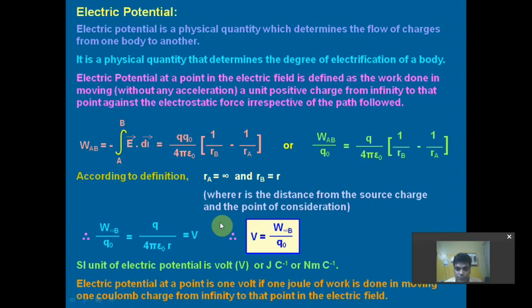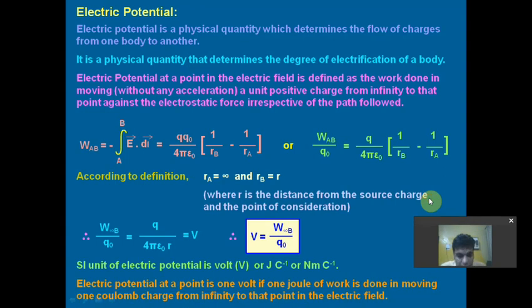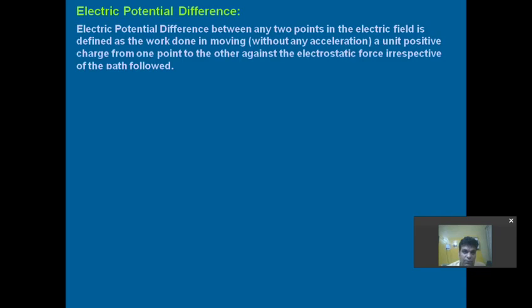So now from this definition we have to define 1 volt. What is 1 volt? Potential of 1 volt is that much electrical potential if we have 1 joule of work done in moving 1 coulomb of charge from infinity to that point in the electrical field. So this represents the definition of 1 volt.